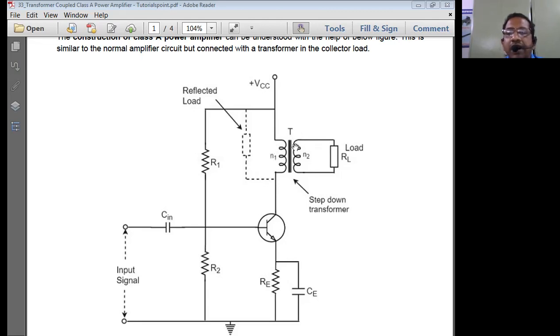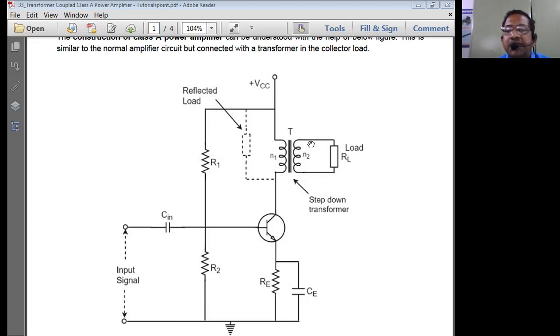Why? Because the number of turns in the primary is going to be more than the number of turns in the secondary. So as the number of turns increases, obviously the effective internal resistance is also going to be more. If the internal turns resistance is approximately equal to the output resistance of the transistor, then impedance matching is achieved here also at the primary side.